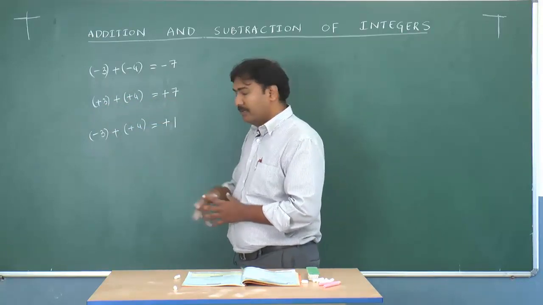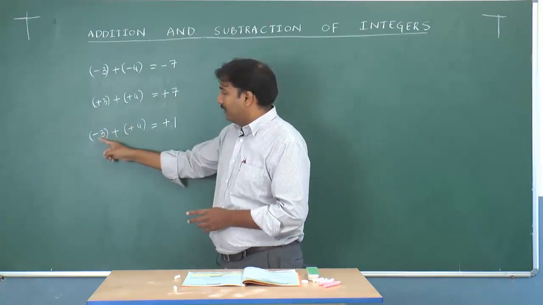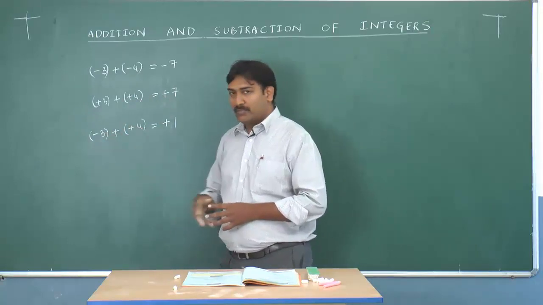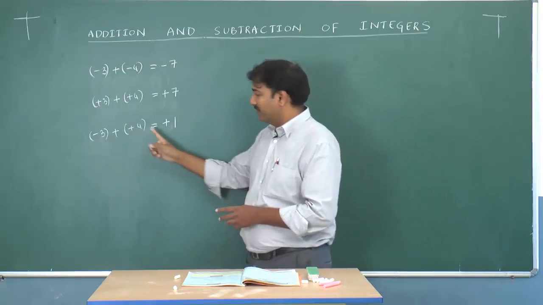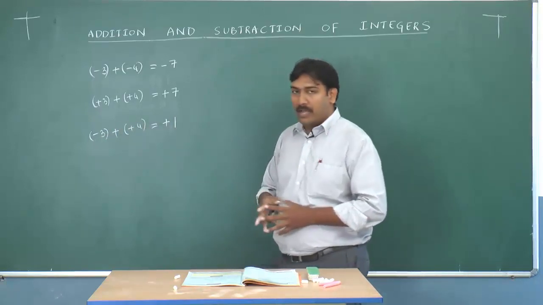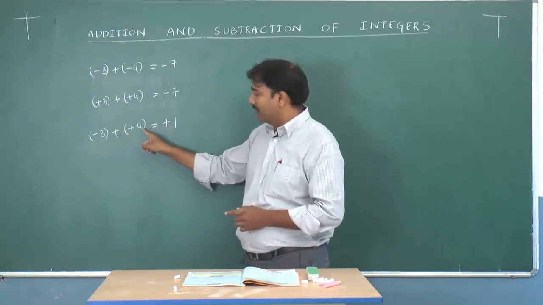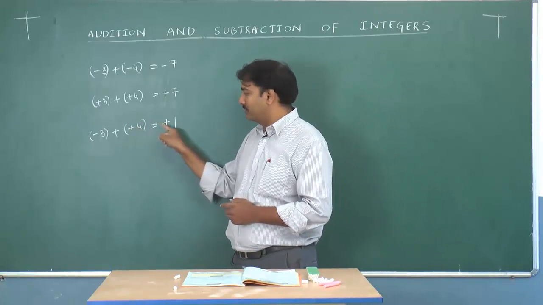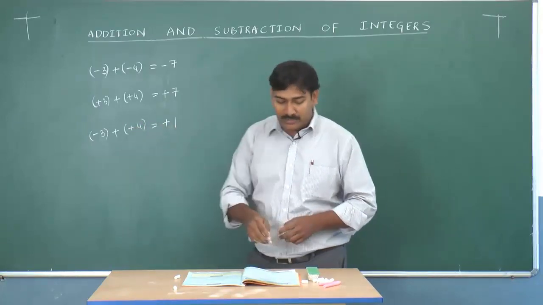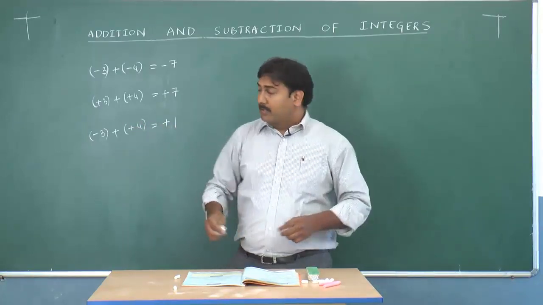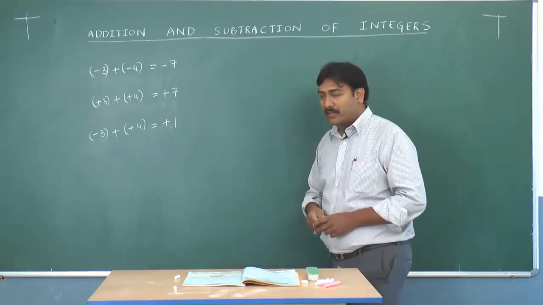And in the same way here, the numbers have the opposite sign. In this case we take the difference of the numbers, which is going to be 1, and put the sign that the greater number has. The greater number has got a plus sign, so put a plus sign. And let us see now the same rules on the number line.